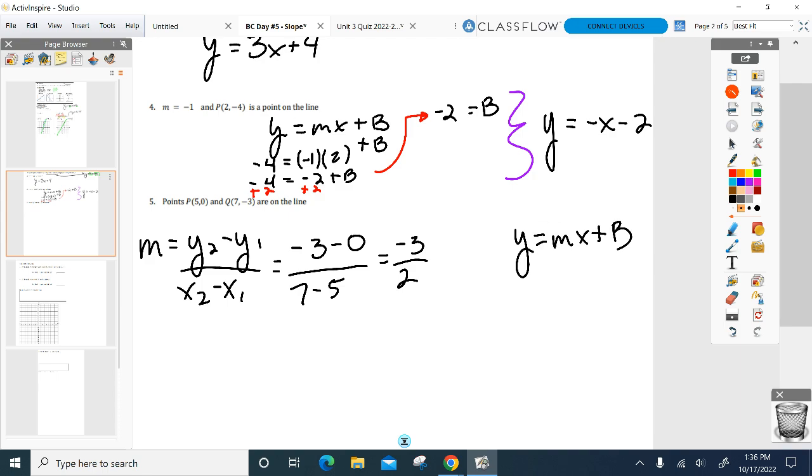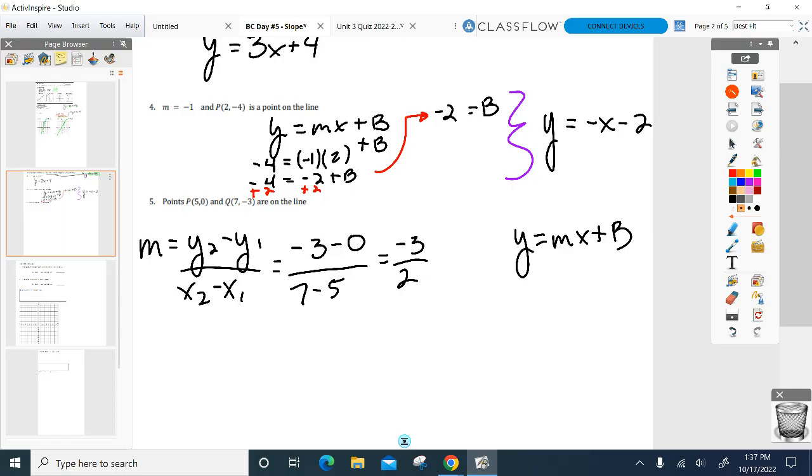In number 4, you only had one point you could use. Now in number 5, you choose. You can use P and plug it in, or you can use Q, but you can't use one of each here. So do we have a class decision? Q or P? 5-0? That's what I figured. Majority would be 5-0.